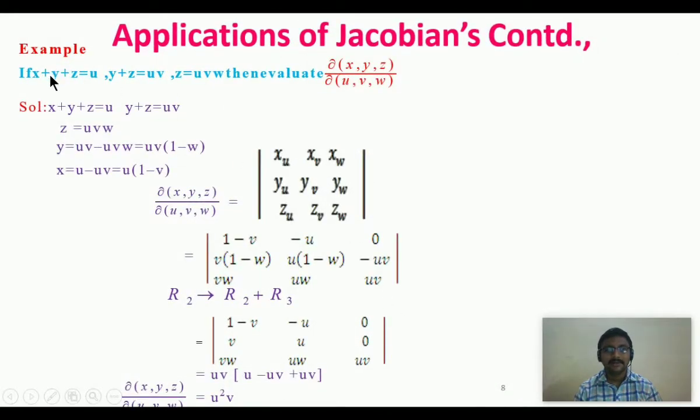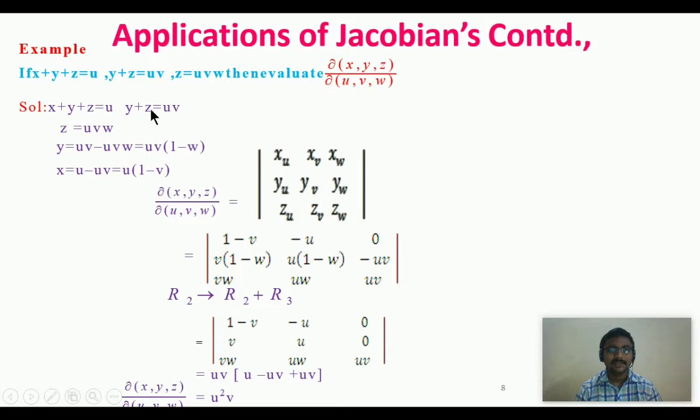Another example: if x plus y plus z is u, y plus z is uv, z is uvw, then evaluate dou of xyz by dou of uvw. To evaluate this, xyz must and should be in terms of uvw. So to get this dou of xyz by dou of uvw, the xyz must and should be in terms of uvw. For this, we have to convert xyz in terms of uvw using the given equations.